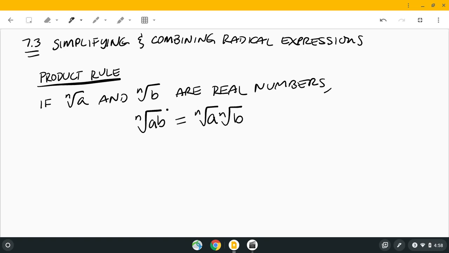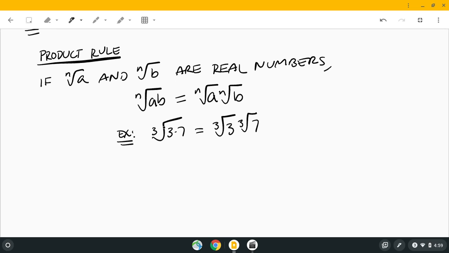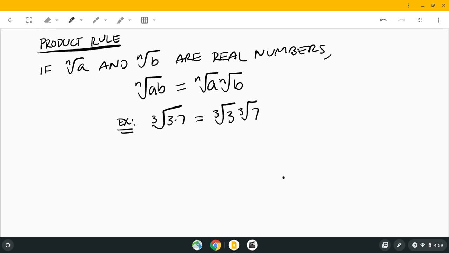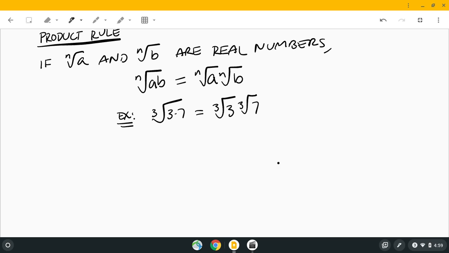Okay, so you have to take a look at the problem and see which one is more beneficial, to have it multiplied out or to have it split. Okay, but what this is essentially saying is that if you have the cube root of 3 times 7, you can also split it up. Okay? And this is also saying if you have them split up, you can actually multiply them and work with just a single radical. Okay, simplified form.